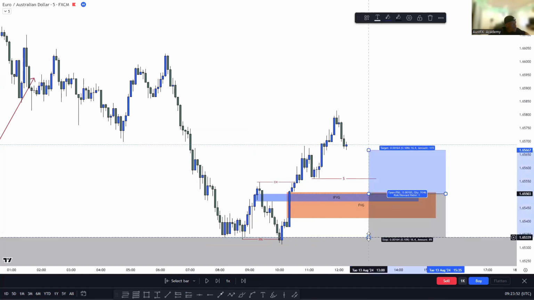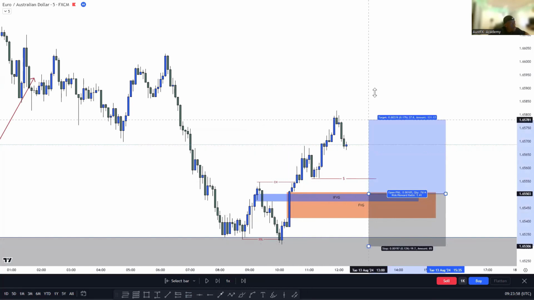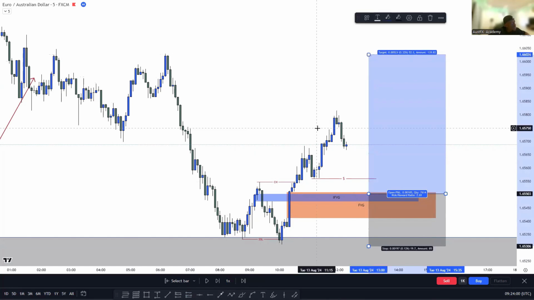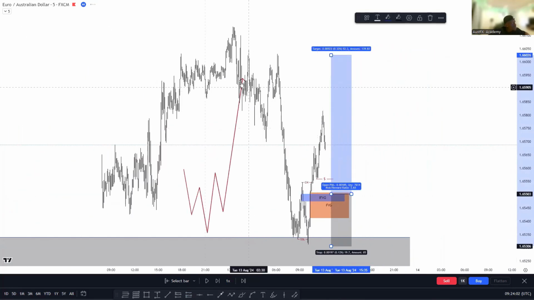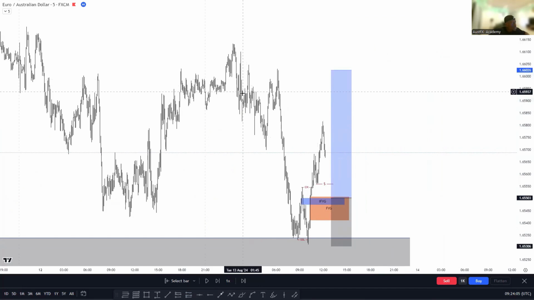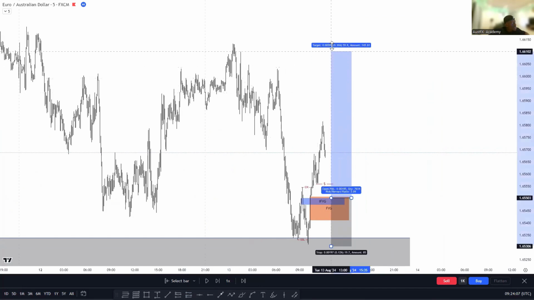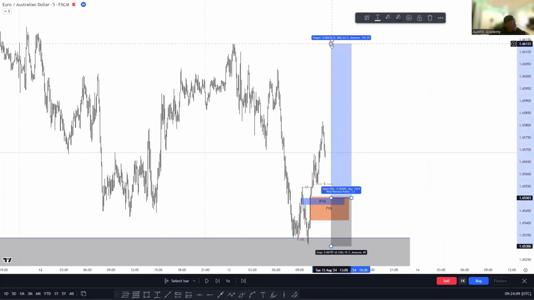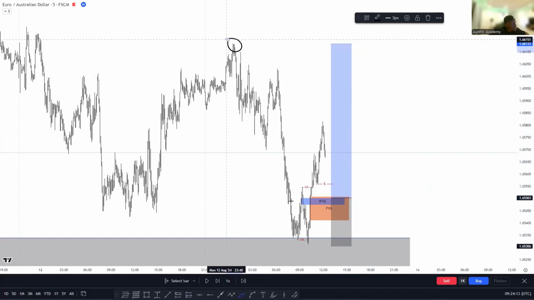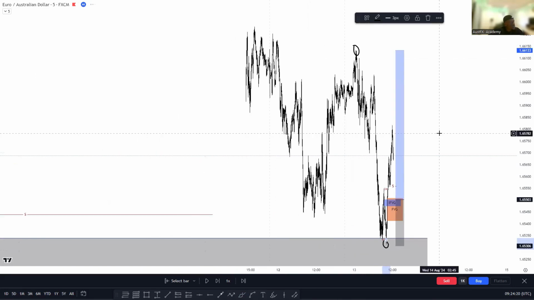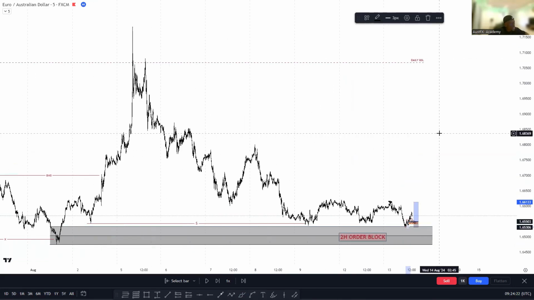So what I'm going to do right here is pick my entry around this inversion fair value gap, set my stop loss right below this structure low here. And my first take profit is actually going to be this high here, because this was the last high which actually created this low. So that's where my first take profit is going to be.